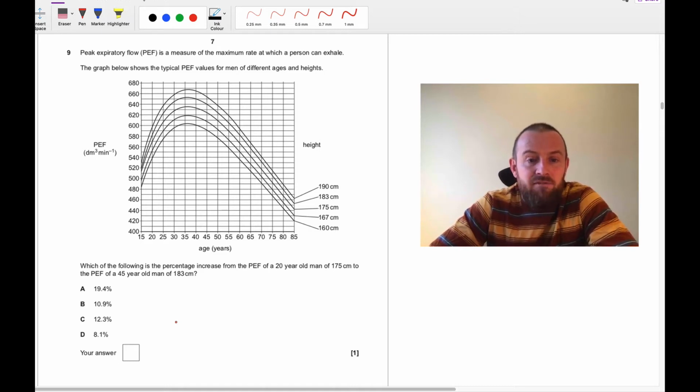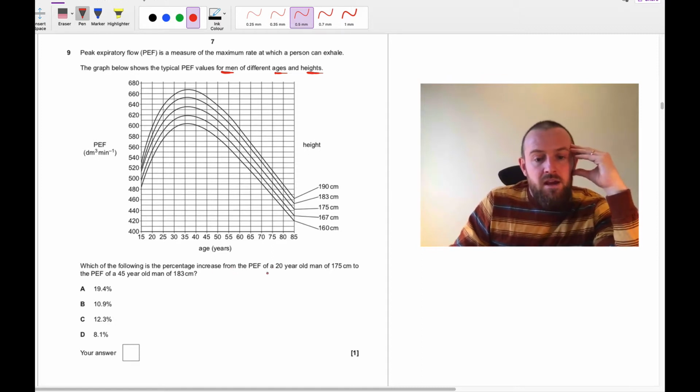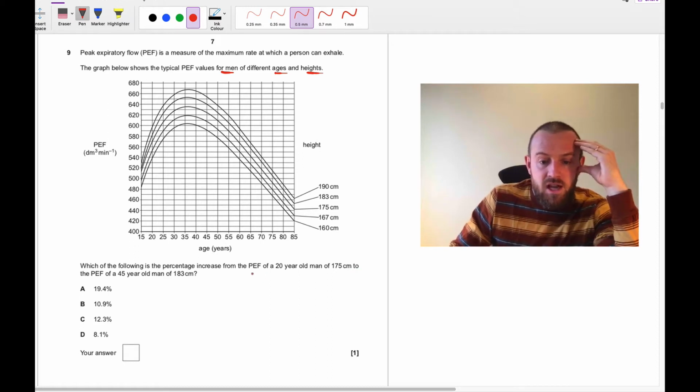Typical PEF values for men of different ages and heights. So let's just make sure we underline that. Men, different ages and heights. Which of the following is the percentage increase from the PEF of a 20-year-old man of 175 centimeters? Well, let's look at that one first, okay?